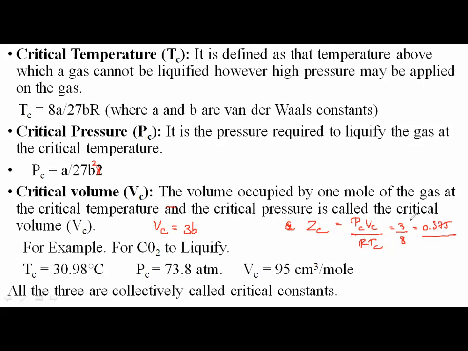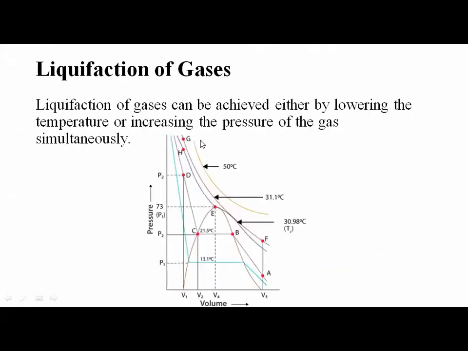A substance in the gaseous state below critical temperature is called vapor, and above critical temperature it is called gas. So this is all about the critical states. Very important to remember. You should know what we mean by critical states. So critical temperature is the temperature above which the gas cannot be liquefied. This is all shown here.